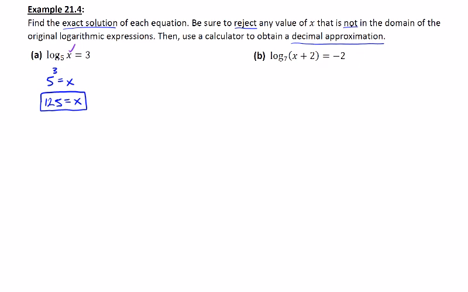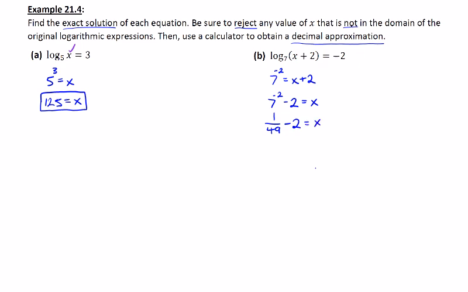Part B, same idea. I have log base 7 of x plus 2 is equal to negative 2. So if I take the base 7, raise it to the negative 2, this is going to be equal to the argument of x plus 2. In which case, to finish solving for x, I'd want to subtract 2 from both sides. So 7 to the negative 2 minus 2 is going to be equal to x. I'll interpret the 7 raised to the negative 2 as 1/49th.